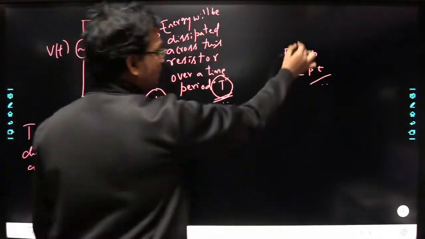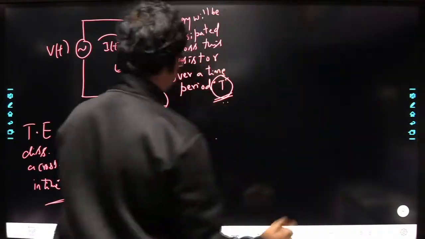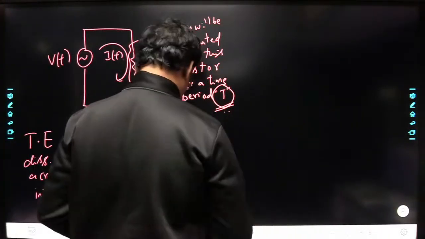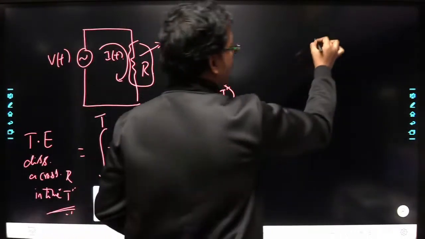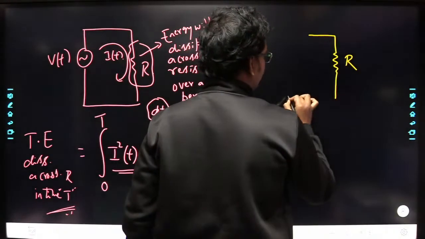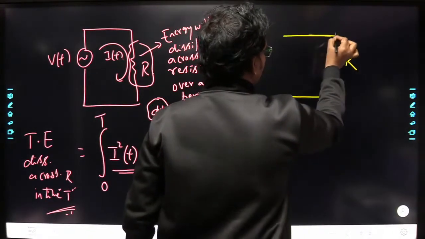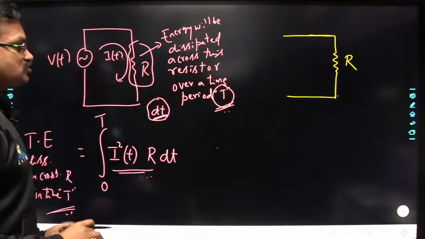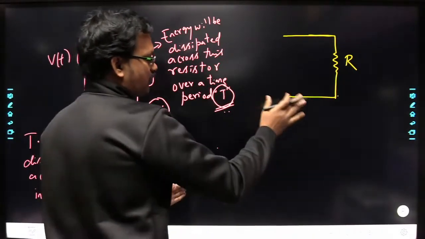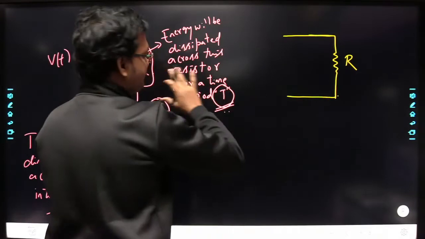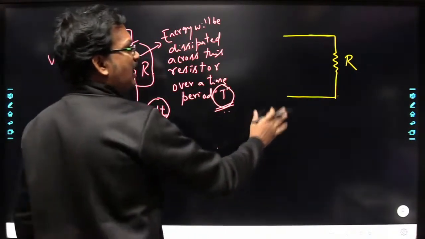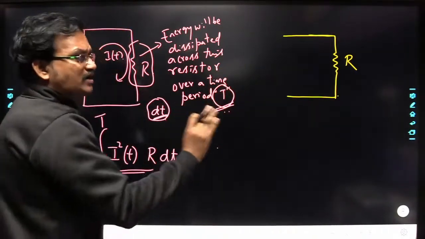Okay, yeah, fine. Now here I am going to take the same resistor. I am considering the same resistor R here, and now I am connecting the same resistor R here. Okay. So now what is the effective value of voltage, or what is the DC voltage?